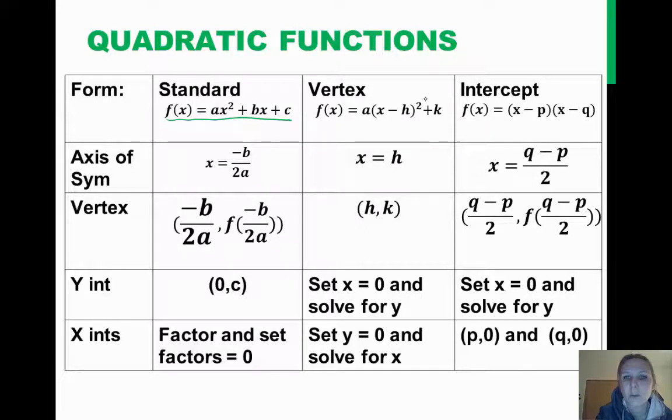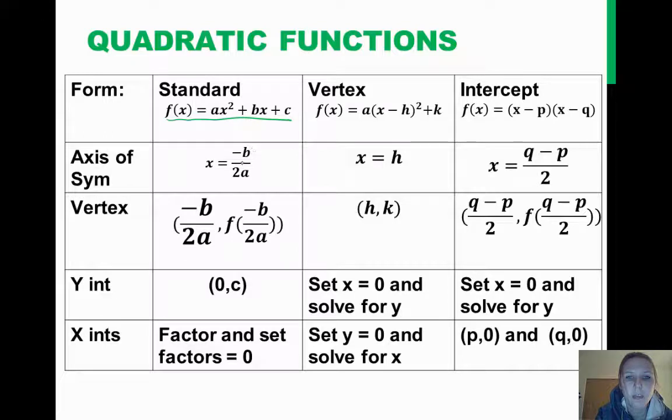We also have the vertex form, which is a times x minus h squared plus k, and then we have the intercept form, where it's x minus some number times x minus another number. I just use the letters p and q to represent those numbers. So to find the axis of symmetry in the standard form, we're going to use this formula: x equals negative b over 2a.